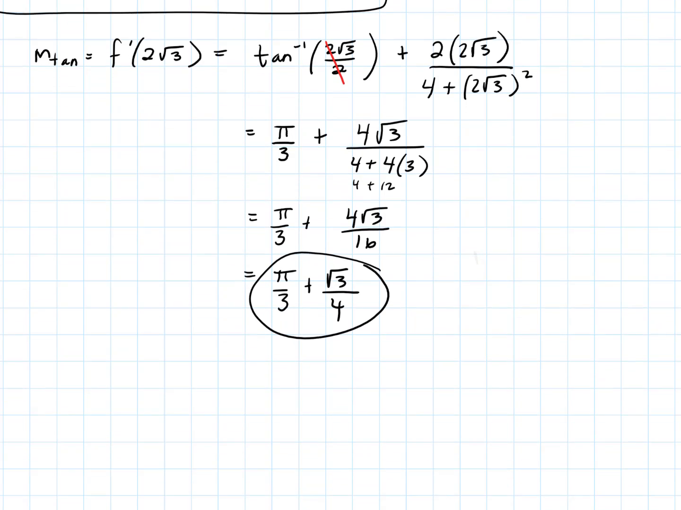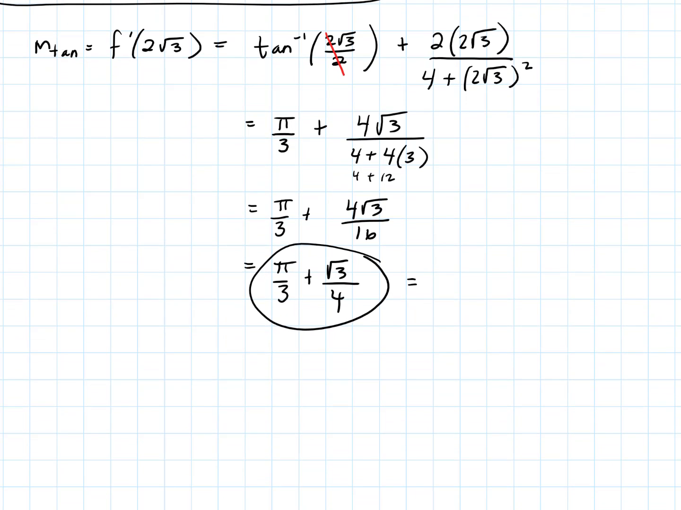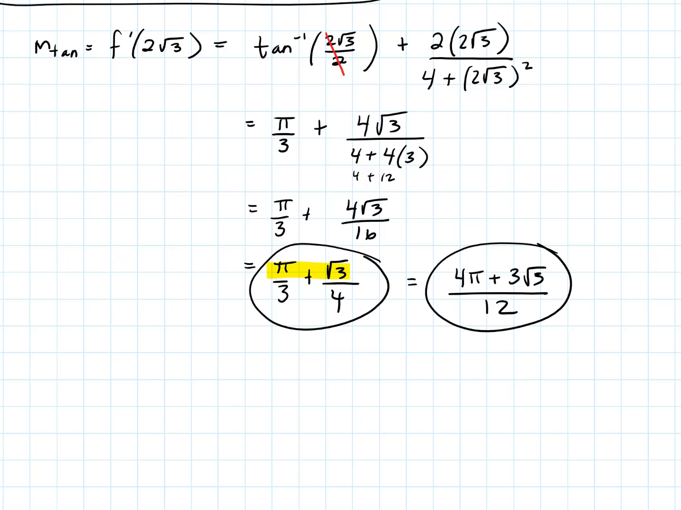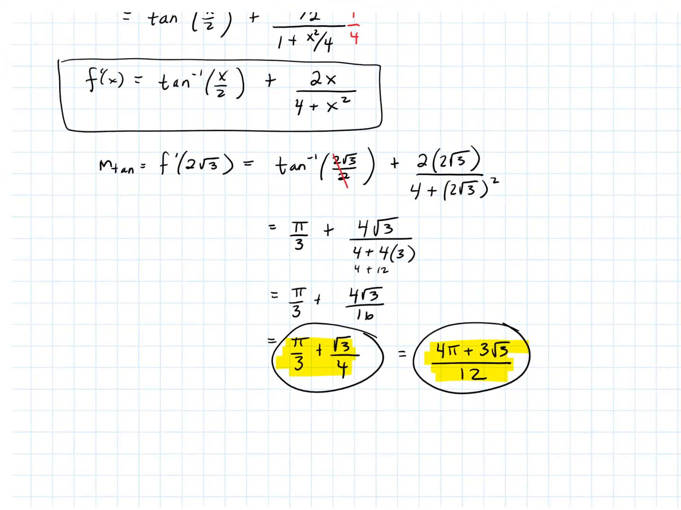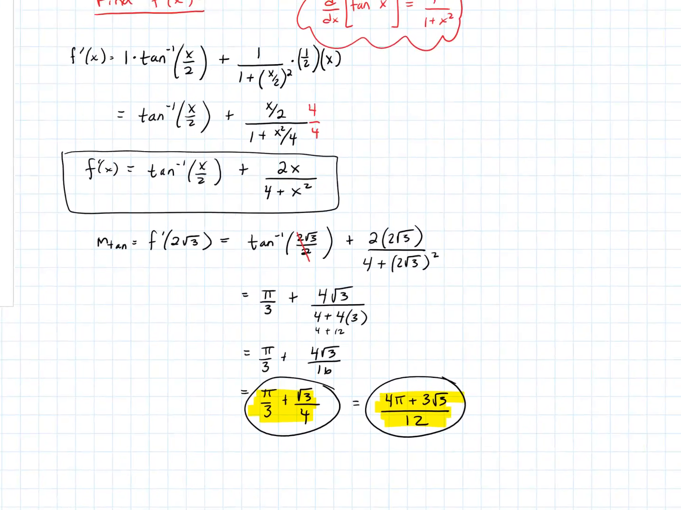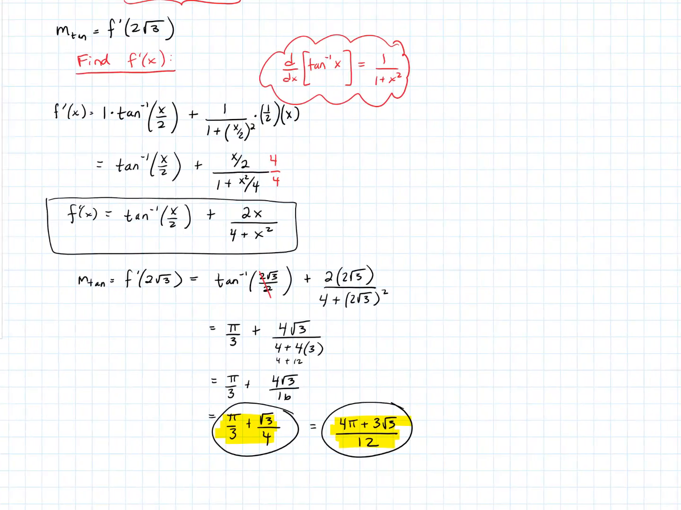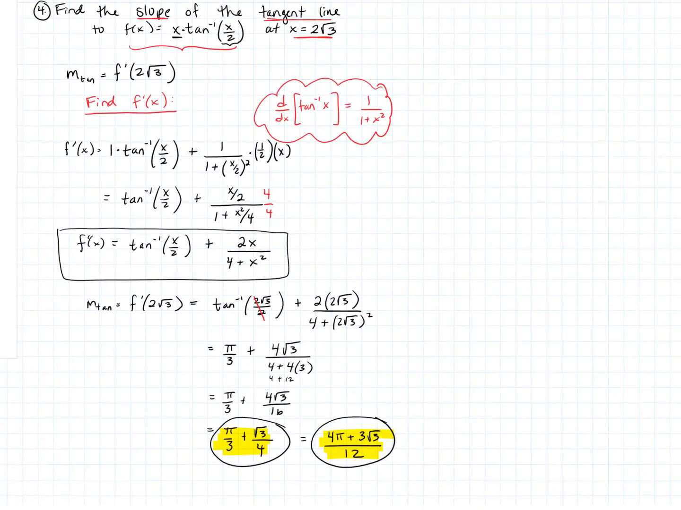If we wanted a common denominator, it would be 12. And so we'd have 4 pi plus 3 root 3 over 12 if we wanted to take it that step further. And that's really up to you. Either of those is fine. And there's our derivative, our derivative up above using the derivative of inverse tan, and our slope after plugging in 2 root 3.